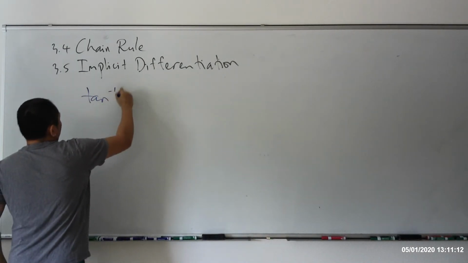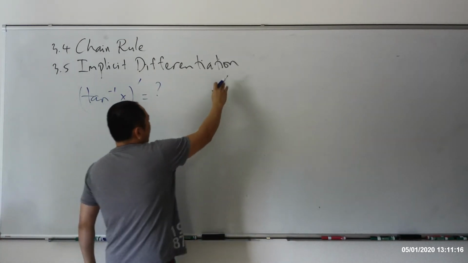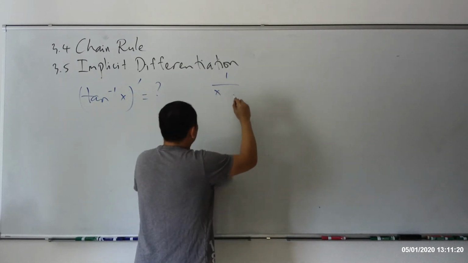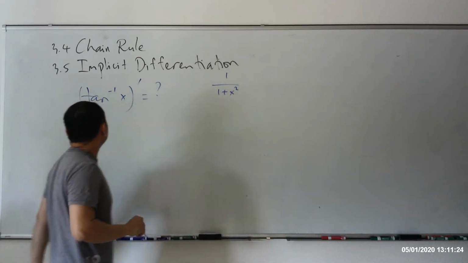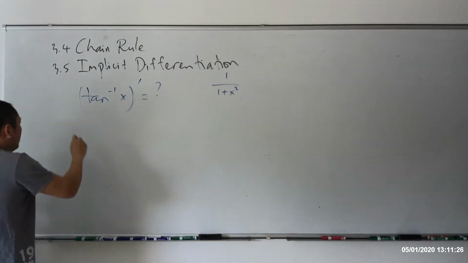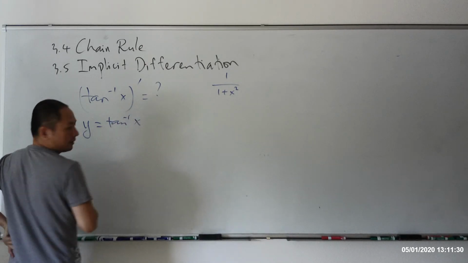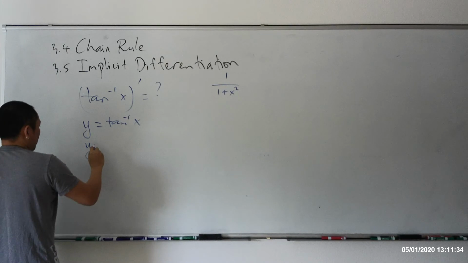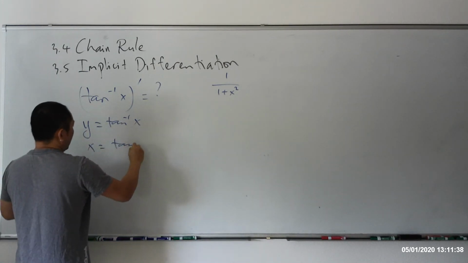Tangent inverse of x. Derivative. What is that equal to? Of course, we know the answer ahead of time because I gave you the formula, which is 1 over 1 plus x squared, or x squared plus 1, the same thing. We're going to get there. Same strategy, same idea. I'll let y equal tangent inverse of x. So, bring it back to our normal trig function: x equals tangent of y.